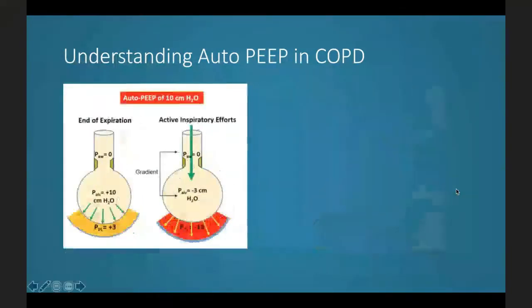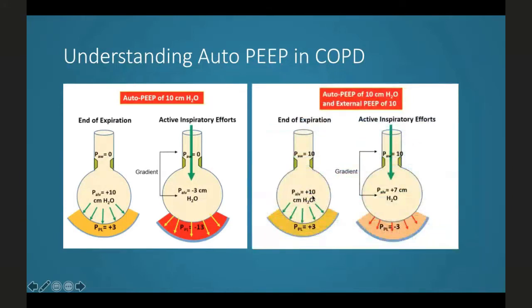Now imagine a case. This is a COPD patient. He has got auto-PEEP. Now you are going to ventilate him, and you are going to apply PEEP, external PEEP, onto his breathing circuit. That means now he is breathing from a different atmosphere where the baseline pressure itself is 10 centimeters of water. So at the end of expiration, the baseline pressure is 10, the alveolar pressure is +10 like here. There is no gas flow happening.